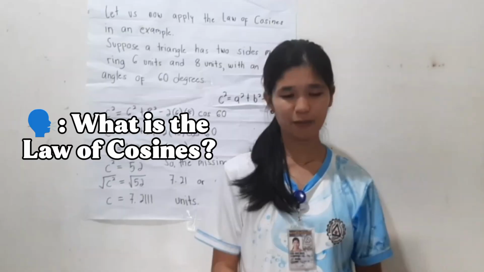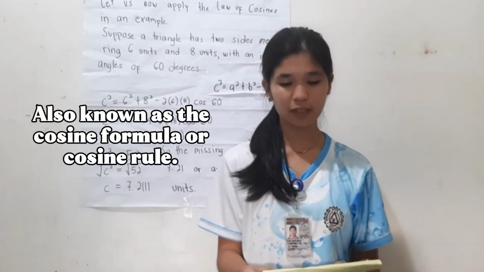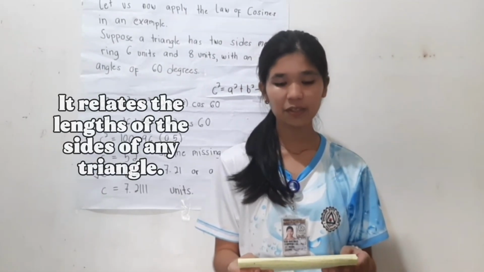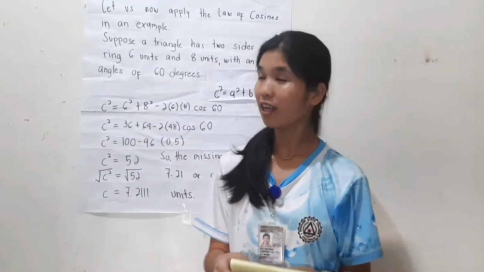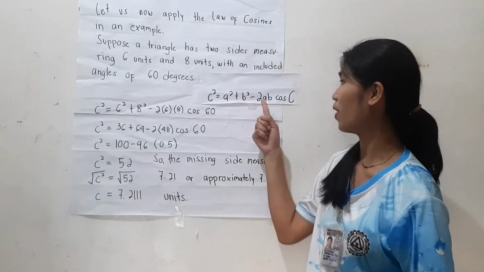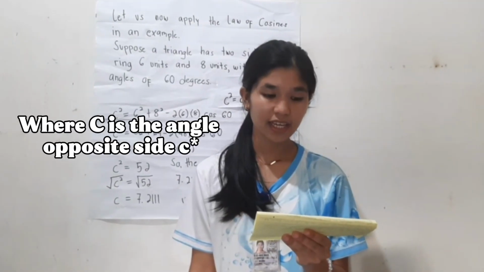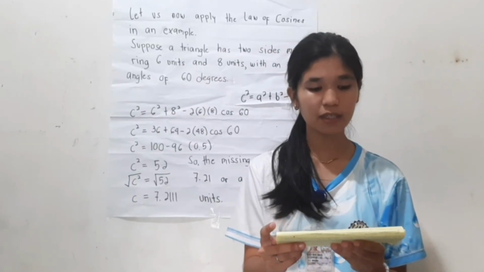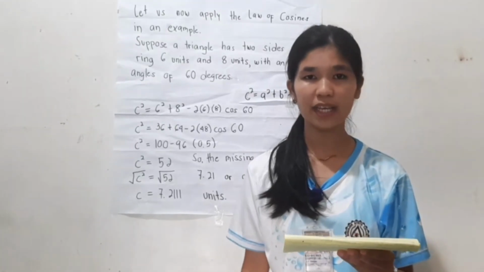So what is the law of cosines? The law of cosines is also known as the cosine formula or cosine rule. It is a generalization of the Pythagorean theorem. It relates the lengths of the sides of any triangle. C squared is equal to a squared plus b squared minus 2ab cosine C, where c is the side opposite angle C. This formula allows us to find the missing side or angle in dealing with an oblique triangle.